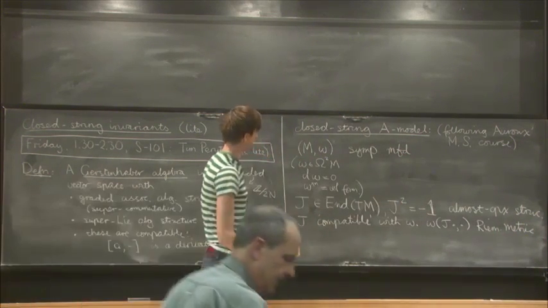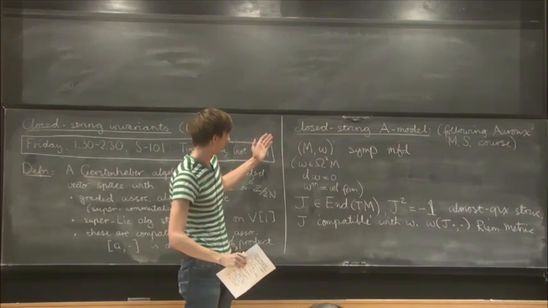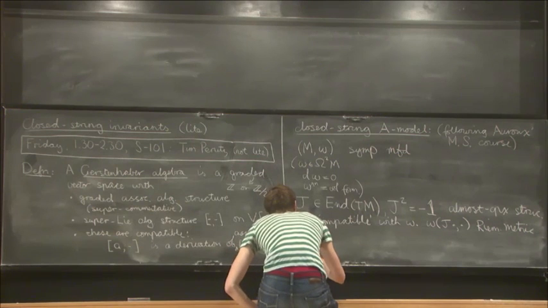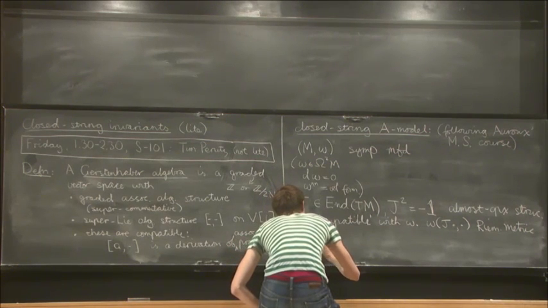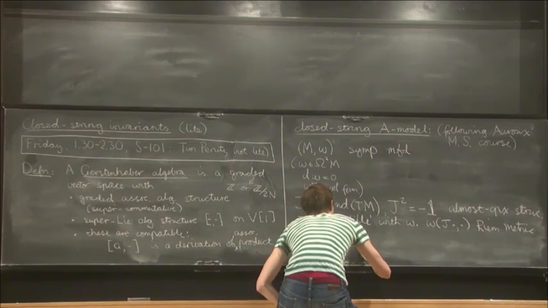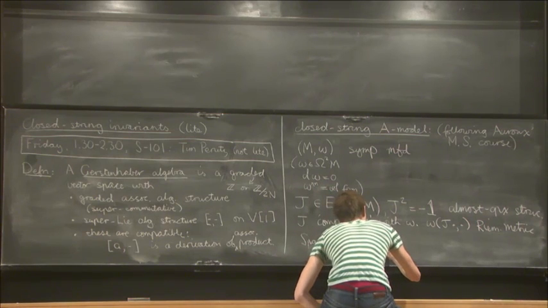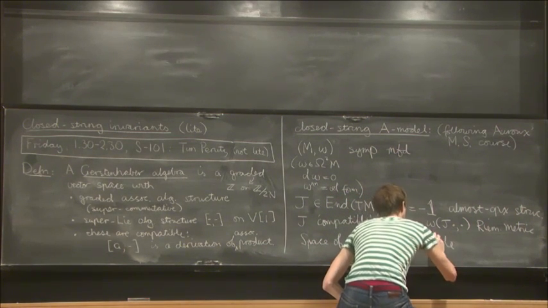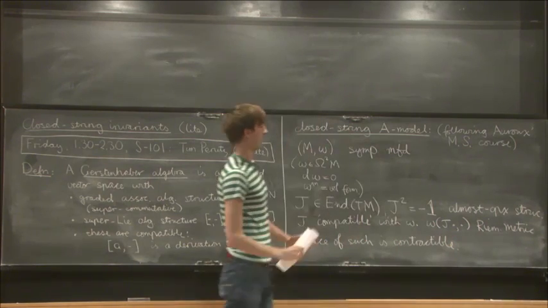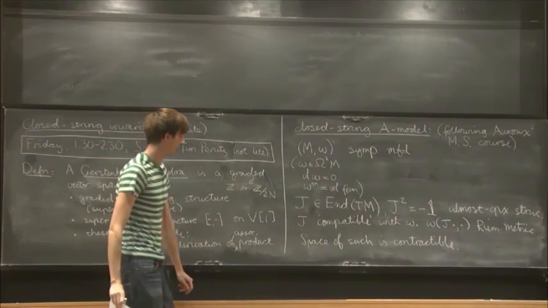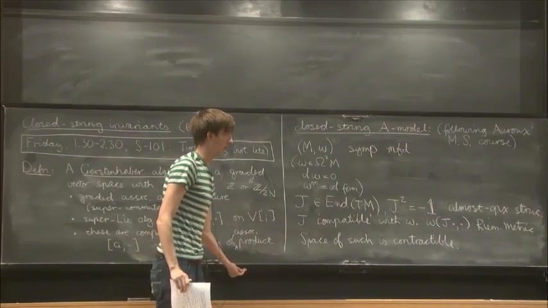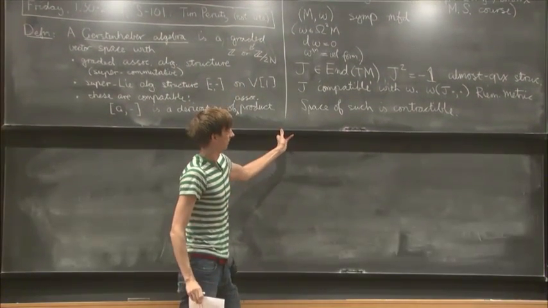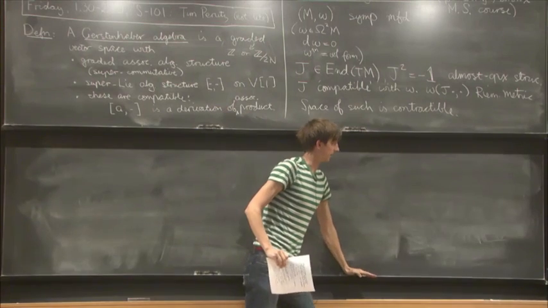And so to define our closed string A model, we're going to need to make a choice of such J, but the space of such almost complex structures is contractible. So somehow this choice doesn't matter very much. Of course this is very different from making a choice of integrable complex structure on our manifold. Somehow very flexible and doesn't really matter.